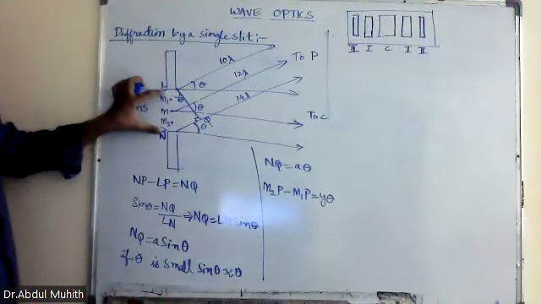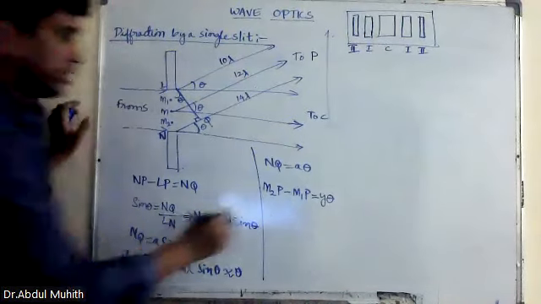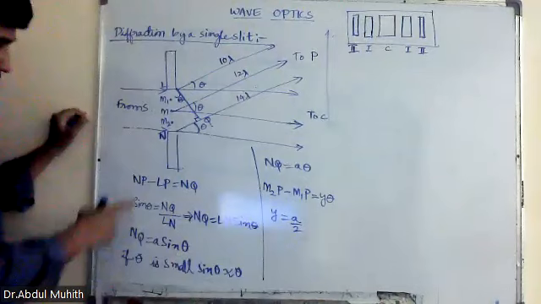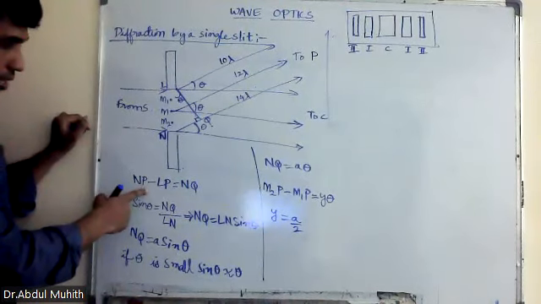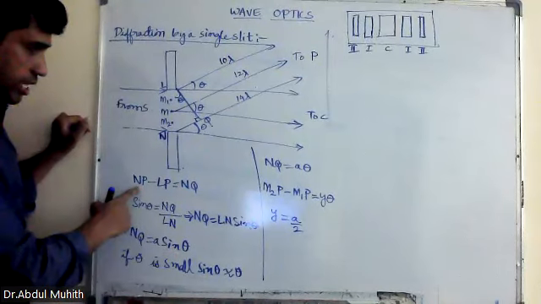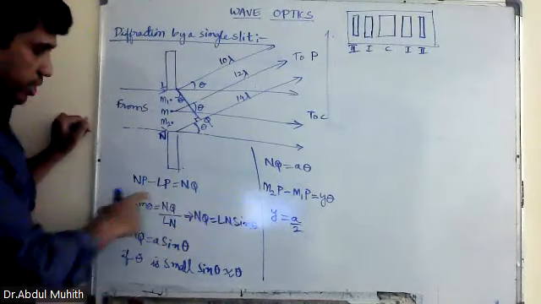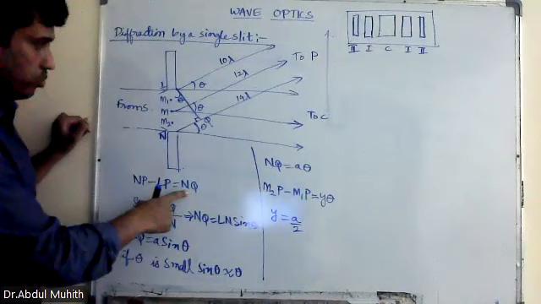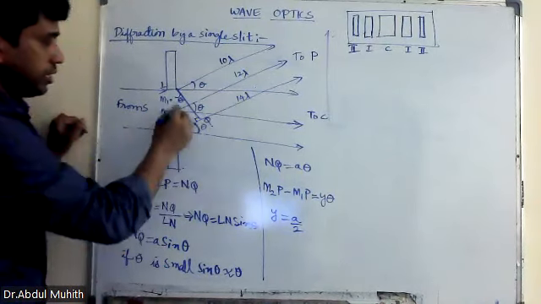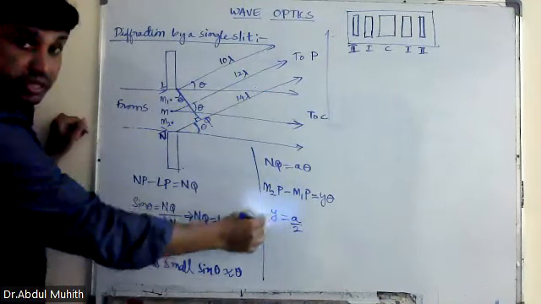What is Y here now? The total value is A. Half of that is what? Y is equal to A by 2. Is that clear now? We are applying the same formula. NQ is equal to A sin theta. Same thing we are applying in the same situation. M2P minus M1P is equal to NQ. Means if the rays are coming from here and if the rays are coming from here, then the path difference will be how much? Path difference, not phase difference.